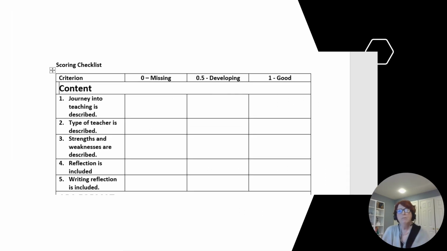Now, how will your paper be graded? Since it's worth 15% of your grade, you'll want to know that. So the first part is on content. Did you describe your journey into teaching? Did you describe the type of teacher you want to be? Did you describe your strengths and weaknesses? Did you include a meaningful reflection, what you learned? And did you include a writing reflection, what you learned about writing? And those should be two separate sections.